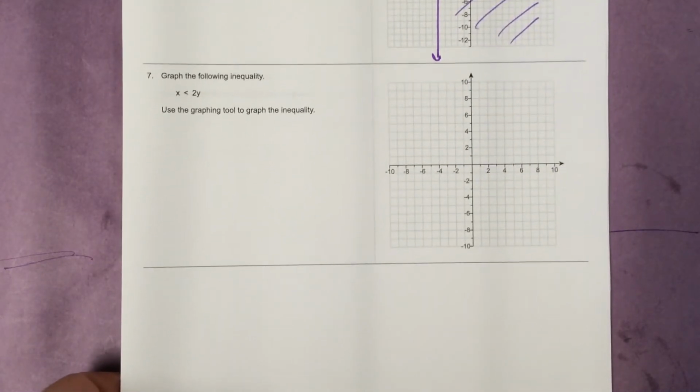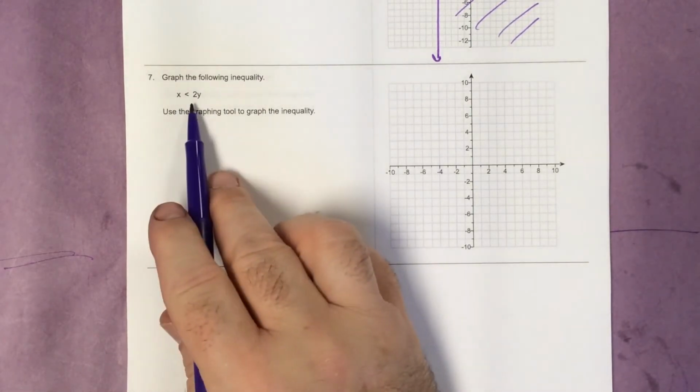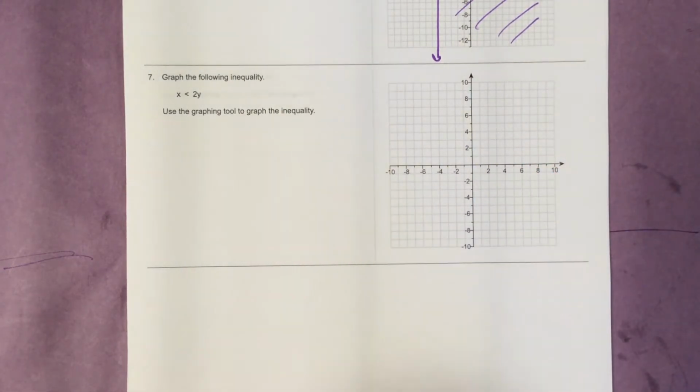Okay, let's take a look now at number 7. It says graph the following inequality. Okay, be careful of this one because you have things flipped around. So we have x is less than 2y. Now, there's something I'm going to show you that you saw in the original video that will be very helpful to think about here.